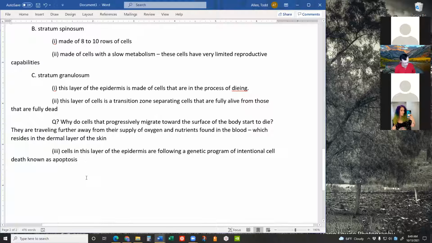Okay, folks. All right, so next, we're coming towards the surface. We're progressing towards the surface. The fourth layer here that I'm going to put into your notes is the layer that is optional. Not all areas of your skin are going to have it. It's called the stratum lucidum.